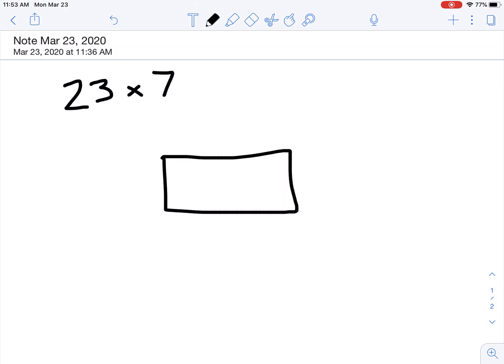I'm going to demonstrate how to multiply 23 times 7. So I'm going to draw myself a rectangle. Nobody makes fun of my rectangles. I know it's bad. And I'm going to divide that into two parts. And so for this to work, I need to decompose 23. So 23, if you look at the place value, is really 20 plus 3. So we're going to take both of those numbers, 20 and 3, and multiply them both by 7.